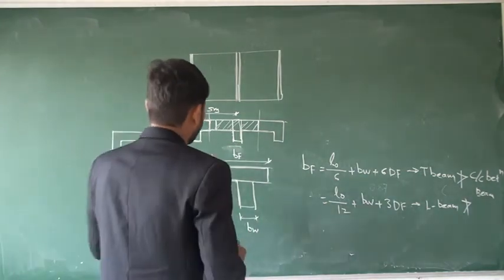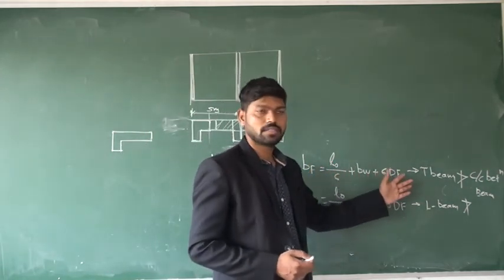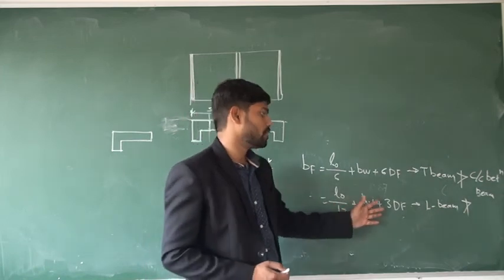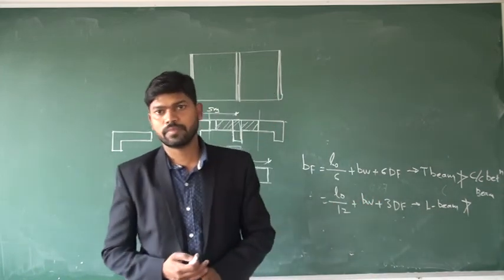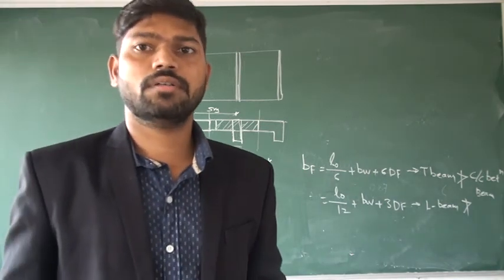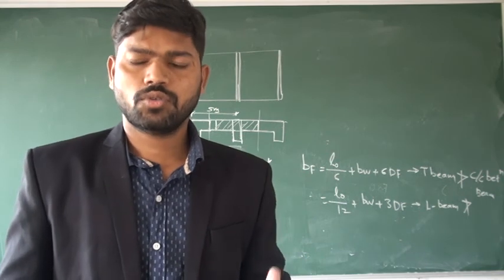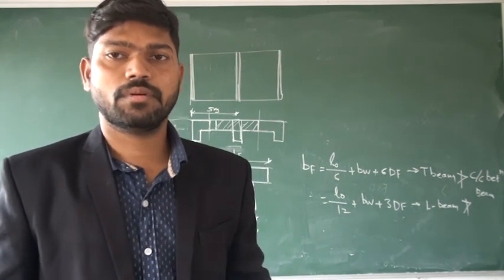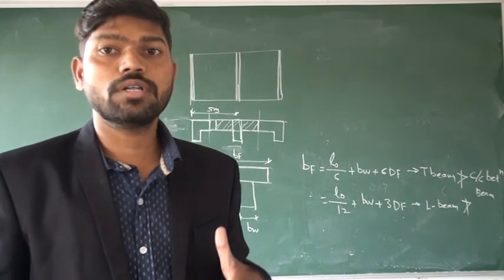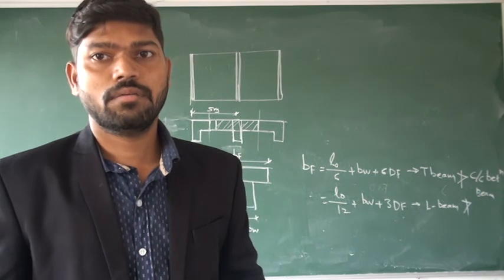So what is the effective flange width? L0 divided by 6 plus BW plus 6DF for T-beam, and L0 divided by 12 plus BW plus 3DF for L-beam. You can design this L-beam and T-beam by both methods, the limit state method and the working stress method. In the next lecture we are going to see how to design this T-beam or L-beam by using the limit state method.